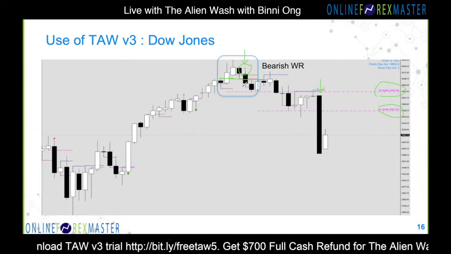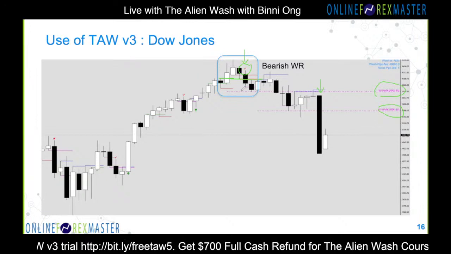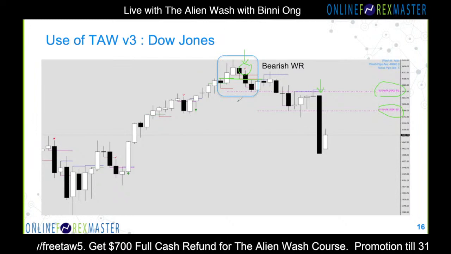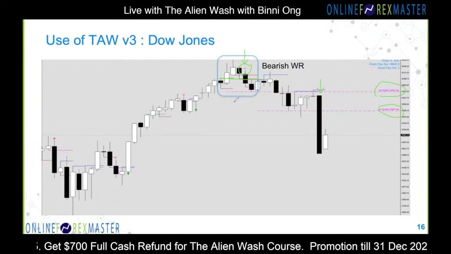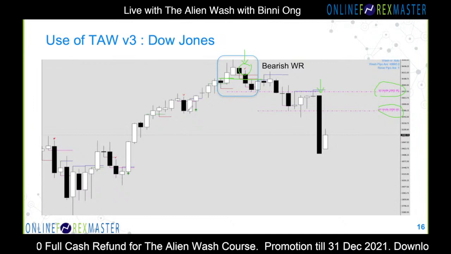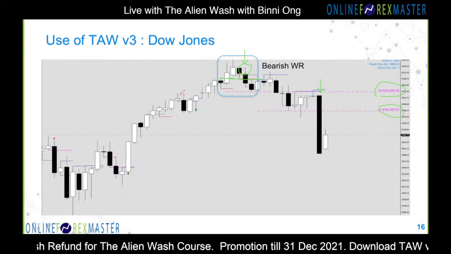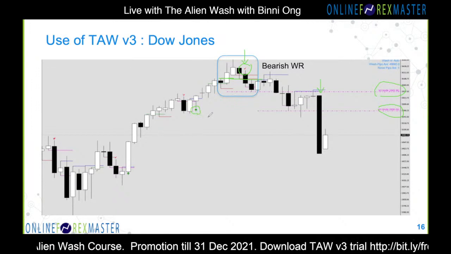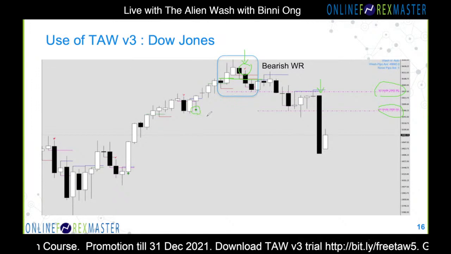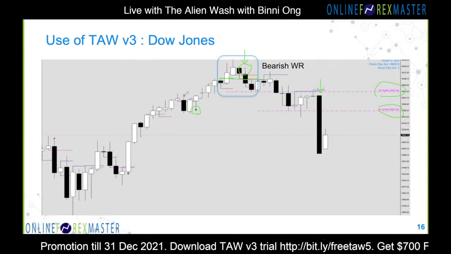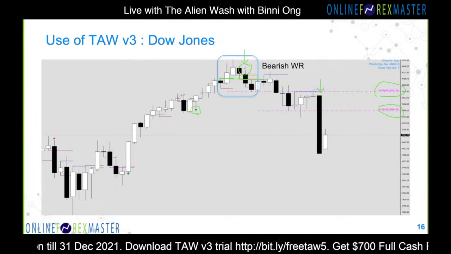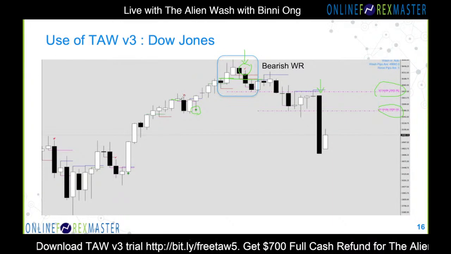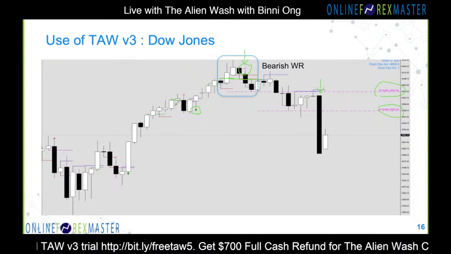Okay, now one thing I want to bring up to you guys is that, apart from looking at a system in terms of its accuracy, you realize that many times there is this red color arrow followed by a green color arrow. Now, one is the flexibility of wash and rinse. So for example, under this red color arrow here, there was a little bit of a close above the previous high. So the system was able to spot that this was a possible wash bar.